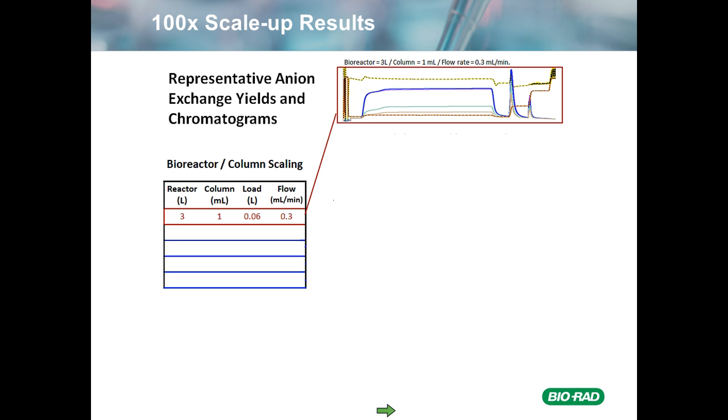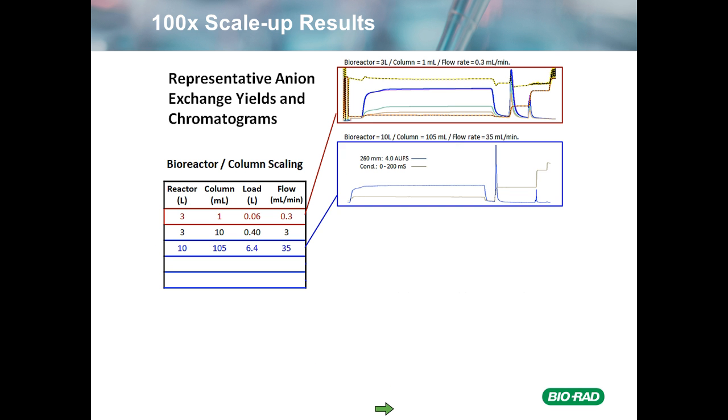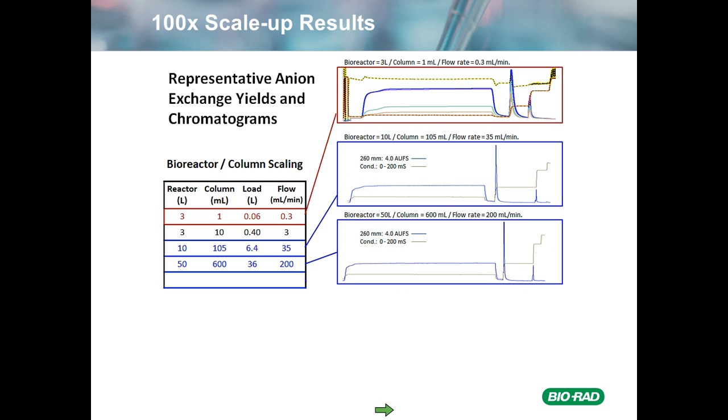And as we look down through the scale up, this was an intermediate scale, which I won't bother showing just for the sake of time. The next scale that I want to present is a 100 mil column, so 100-fold scale up on a 10-liter reactor. Again, you see exactly the same profile, and here's the elution peak. Next scale was a 600 mil column with a 50-liter reactor. Again, you see the same profile with this nice elution peak.